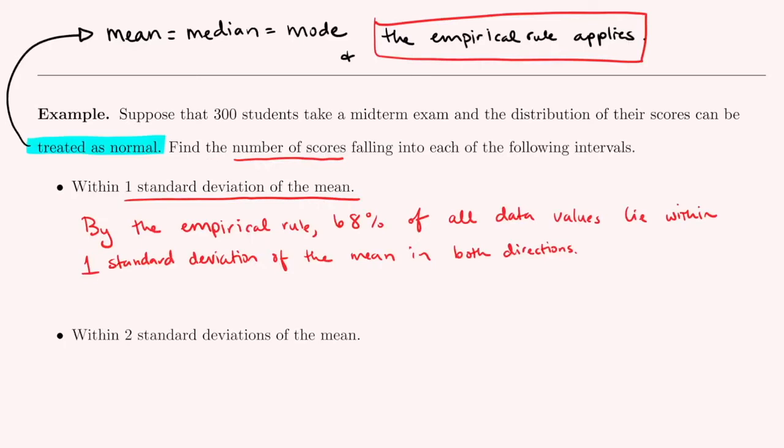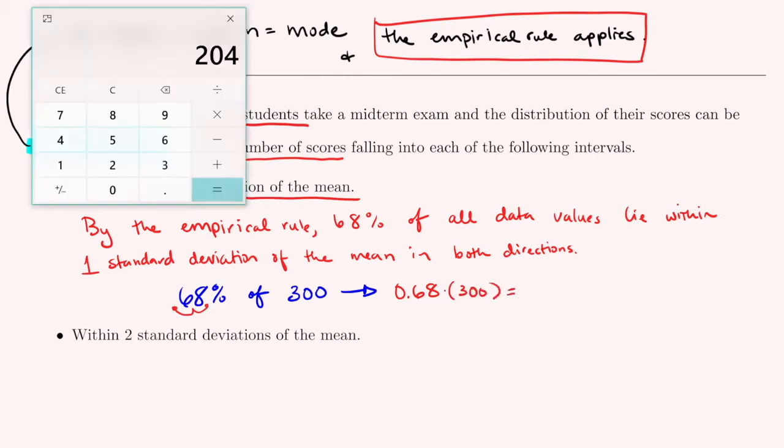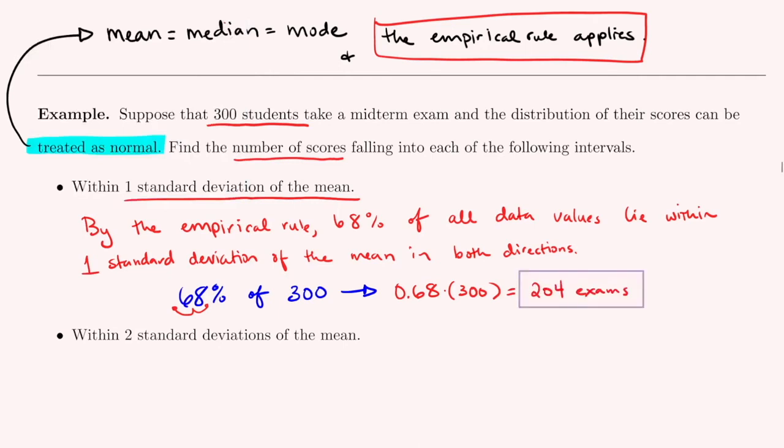So based on this, we know that of the 300 students that are in our data set, 68% of the 300 students must be within 1 standard deviation of the mean. We know how to take the percent of a number. We first move the decimal place on the percent 2 decimal places to the left, and then you take that new value in decimal form and multiply it by the original value. So we want to multiply this by 300. Let's type this into our calculator. And we find that 204 exams must lie within 1 standard deviation of the mean.